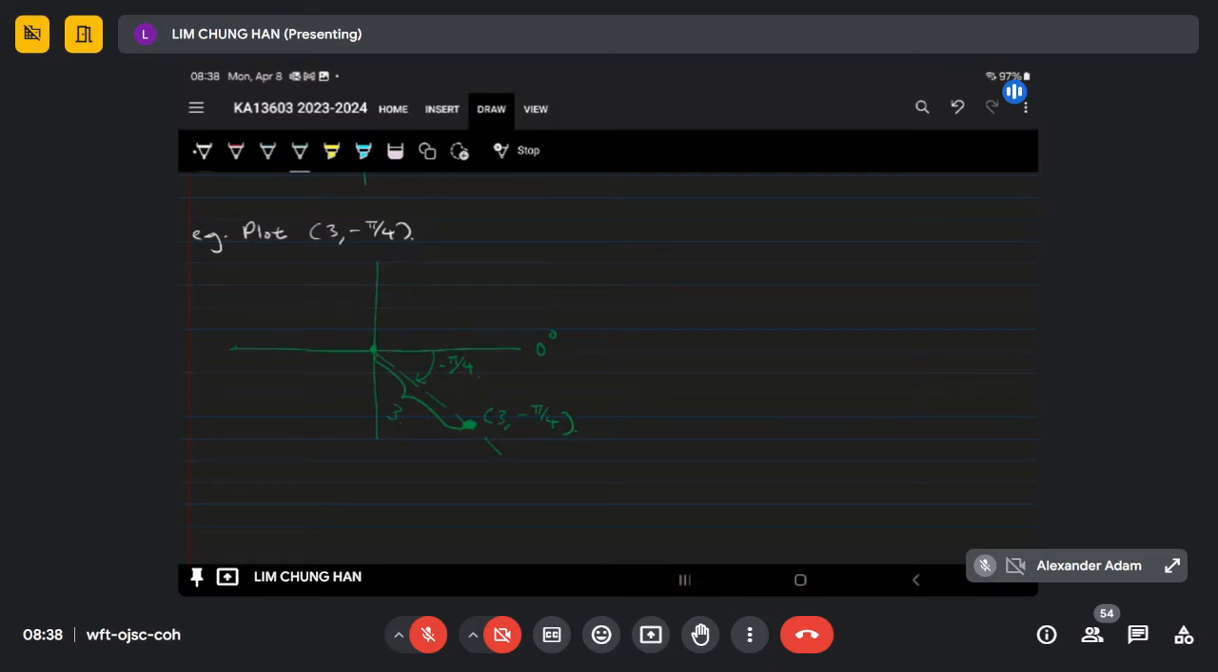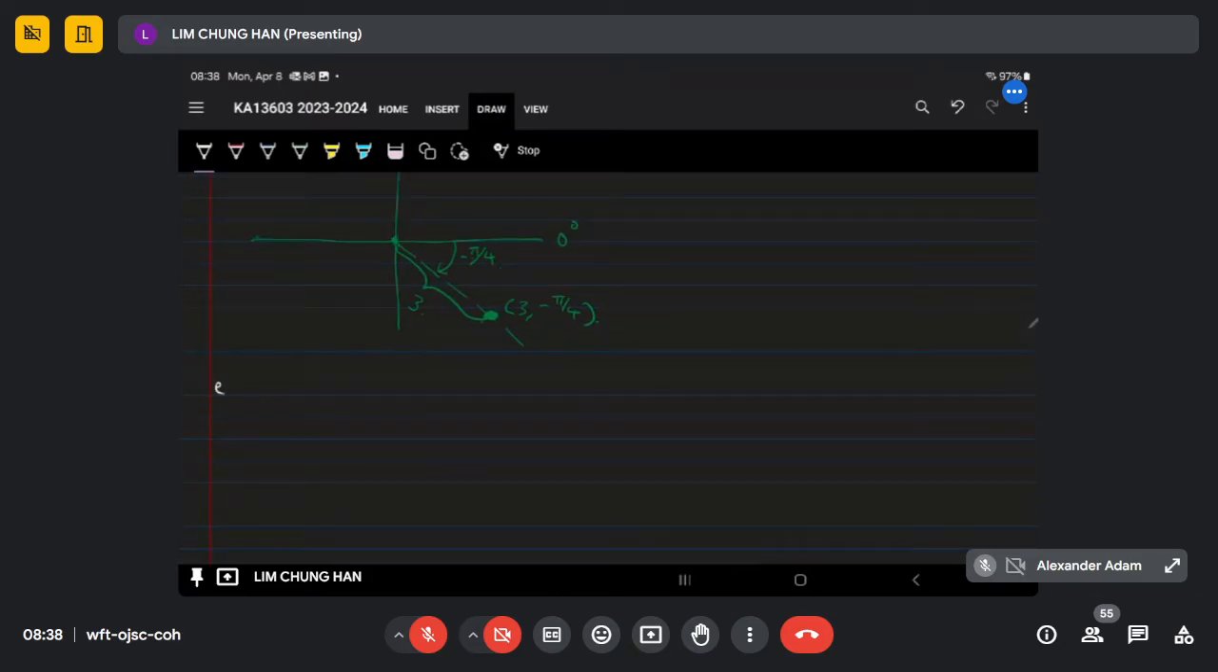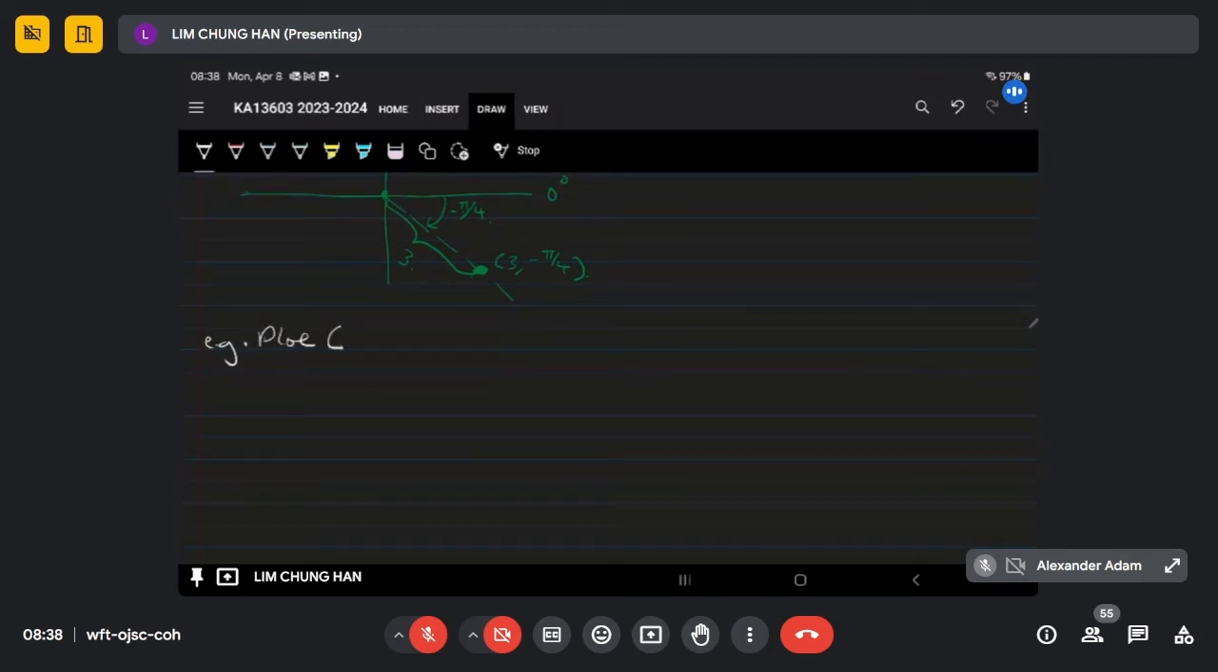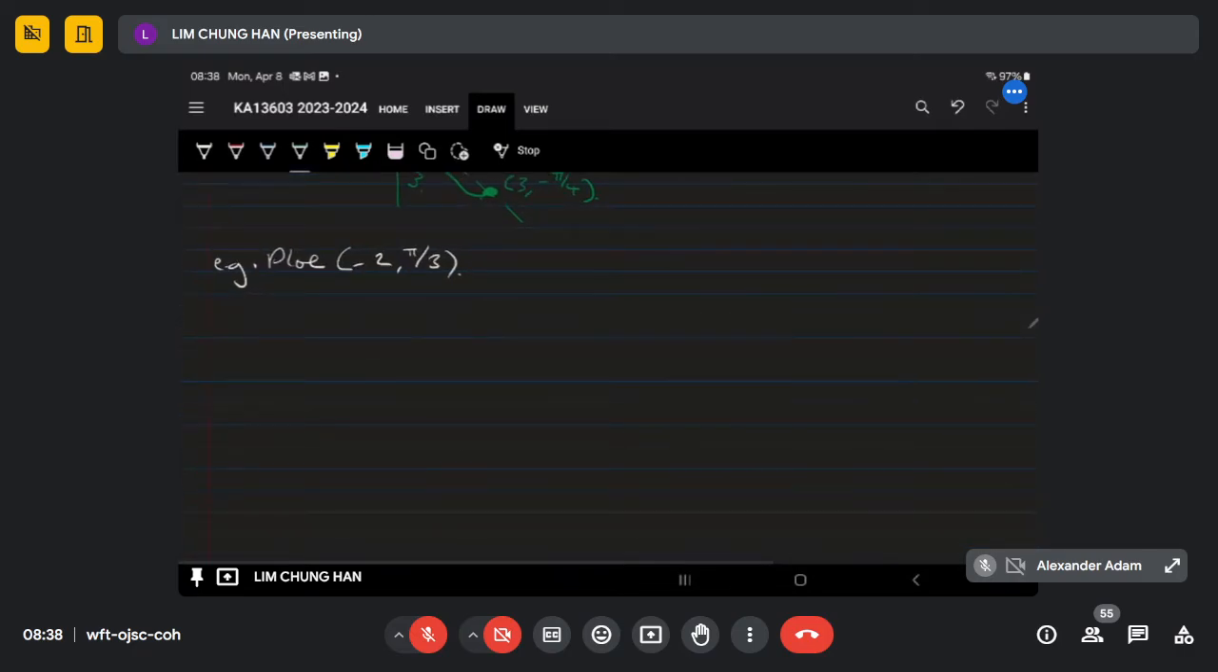Next, maybe one more. For this one, plot negative 2, pi/3. Same, do your cross thing. Always plot the theta first. So this theta is pi/3. How many degrees is pi/3? 60.